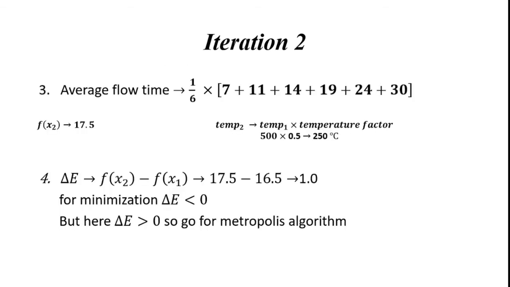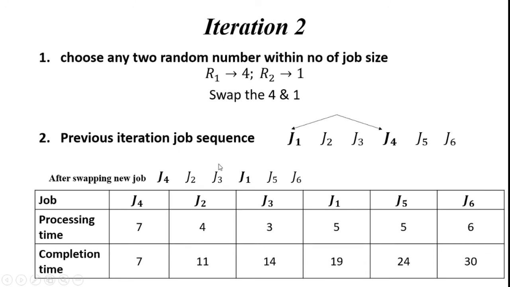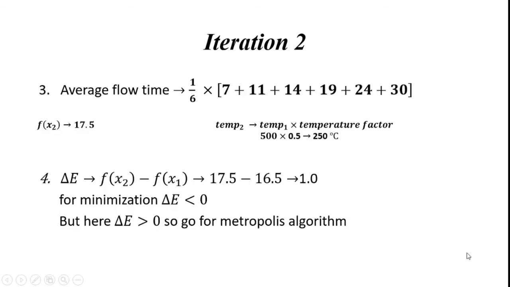The next step, we have to identify the average flow time, which is the general formula 1 by 6 into the processing time, the completion time available with every job sequence. Here you see 7 plus 11 plus 14 plus 19 plus 24 plus 30 overall divided by 6. So I got the new function f of x value, f of x2 is 17.5 minutes.